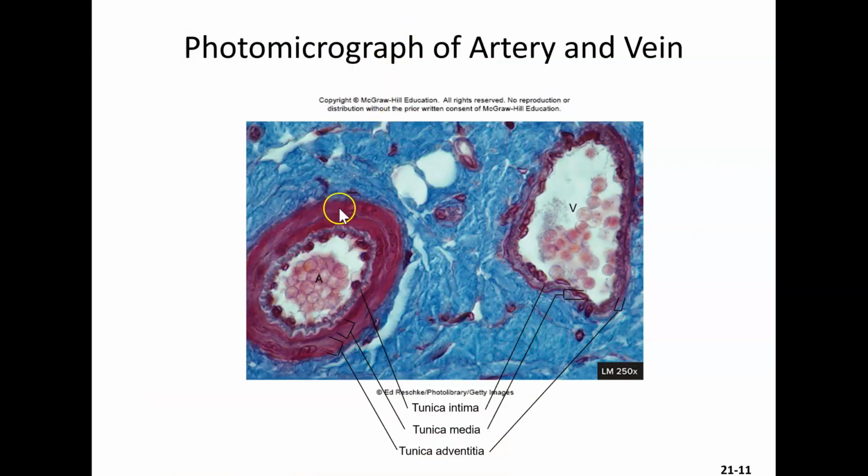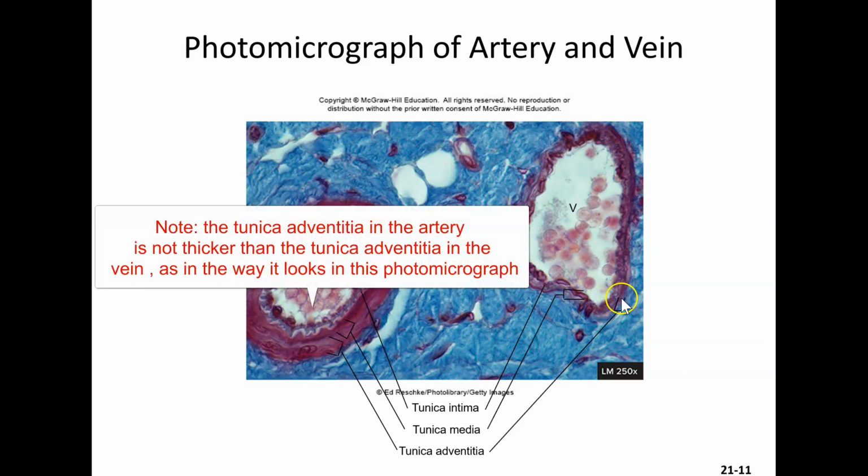Here's a photomicrograph of an artery versus a vein. So you can see the much thicker arterial wall here compared to that of a vein. And we've nicely shown you the three different layers. The tunica intima, that would be closest to the lumen here, and tunica intima over here. You can see the thicker tunica media in the artery. Here's the tunica media in the vein. And lastly, the tunica externa or adventitia on the arterial wall.